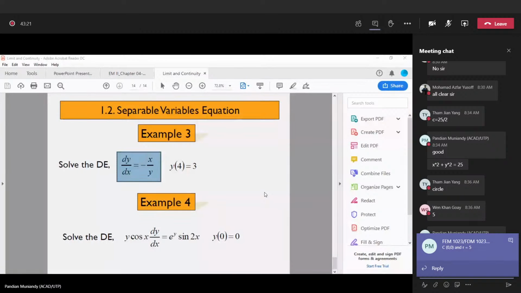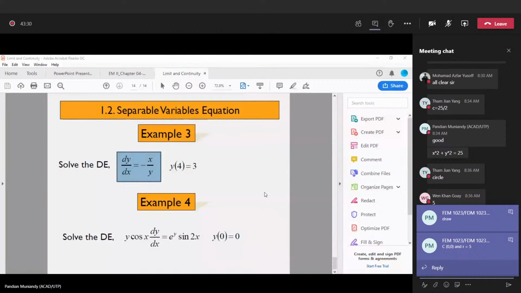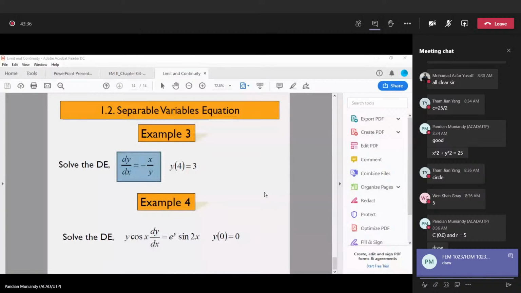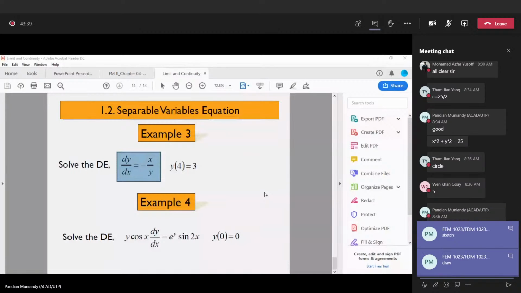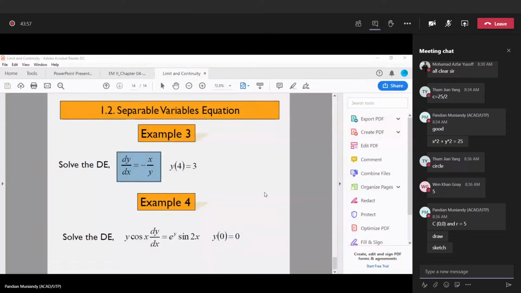So can you draw now? Draw, sketch. Can you draw or sketch? Let me know. Can you sketch the circle? So x squared plus y squared equals 25, you no need to write y. This is the shape. So all the points on the circle is the solution for this ordinary differential equation.